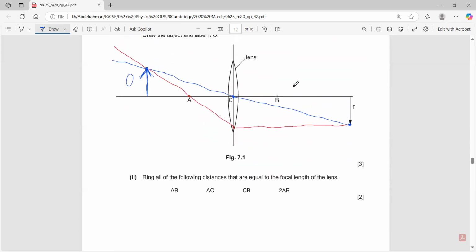Name all of the following distances that are equal to the focal length of this lens. Focal length AB, no. AC, yes. CB, yes. CB is also a focal length.